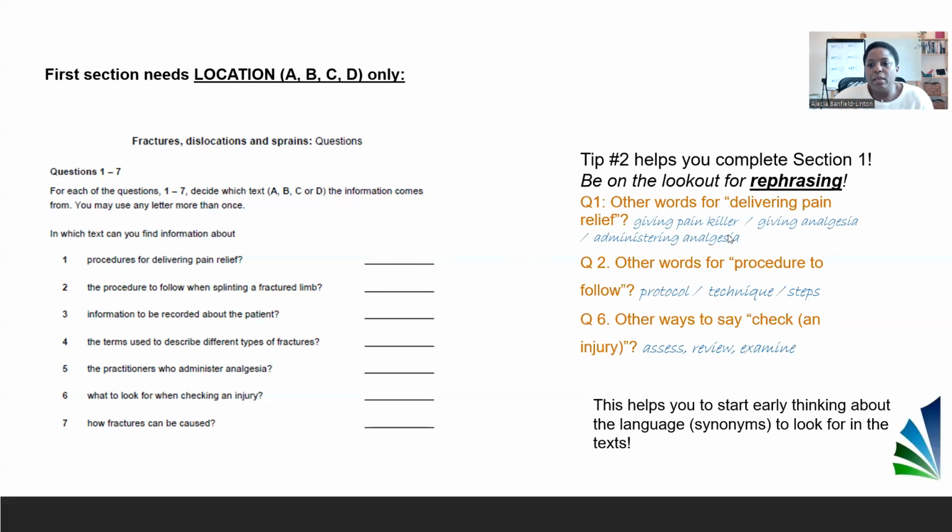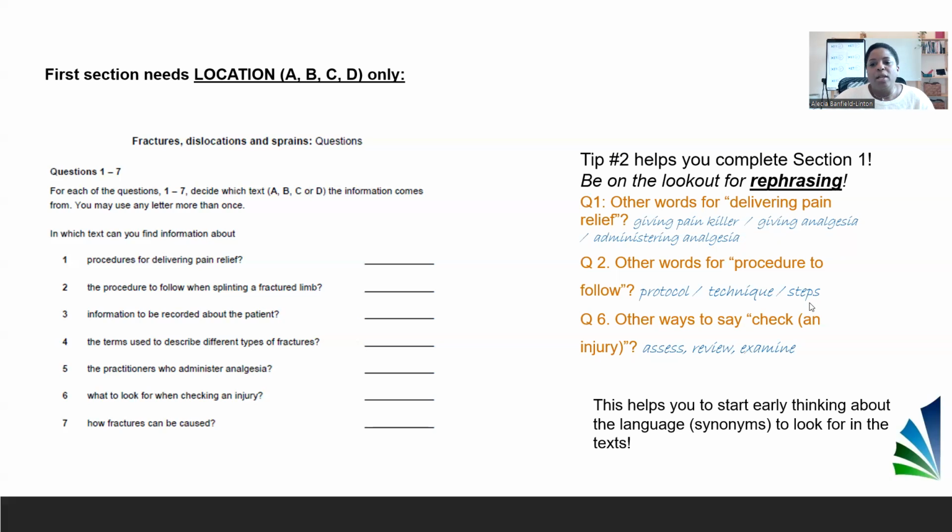So for me, preempting, I see delivering pain relief, and I start thinking language like giving painkiller, giving analgesia, or administering analgesia. We're not saying that these are the exact words that you definitely will find, but what happens is you have started a process in your brain. You have cranked the engine. The car isn't moving yet, but you have cranked the engine. The car is ready to move and move fast.